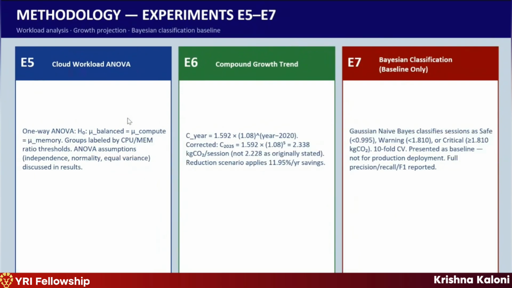Now, E5 uses one-way ANOVA to test whether cloud workload type predicts carbon output. E6 applies compound growth modeling to project emissions under business as usual and reduction scenarios. And finally, E7 tests a Gaussian naive Bayes classifier as a session risk categorization baseline.